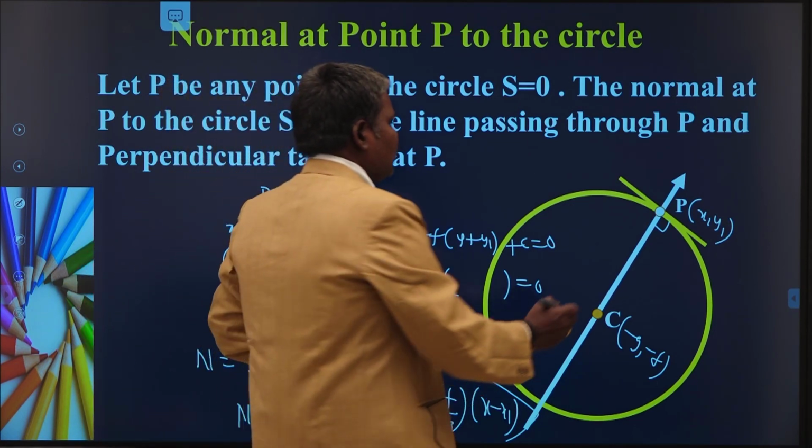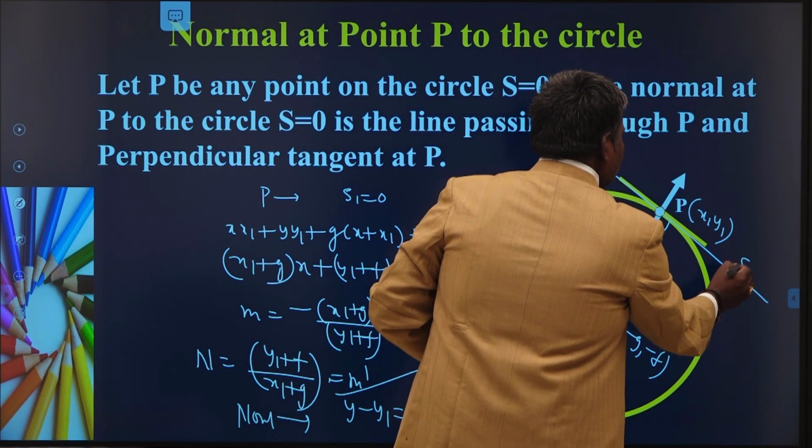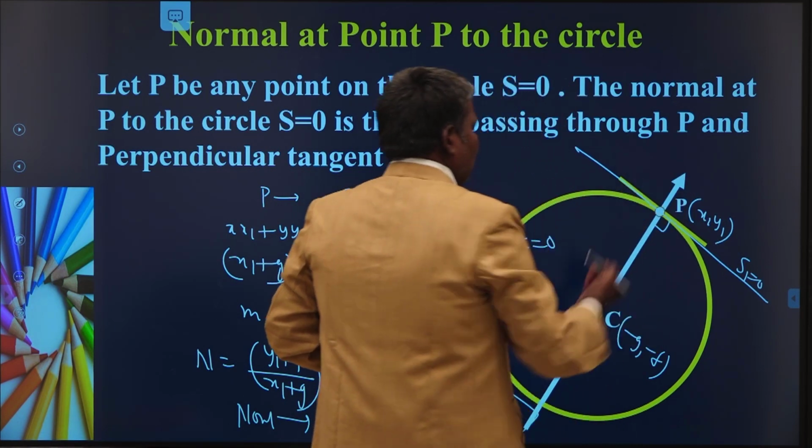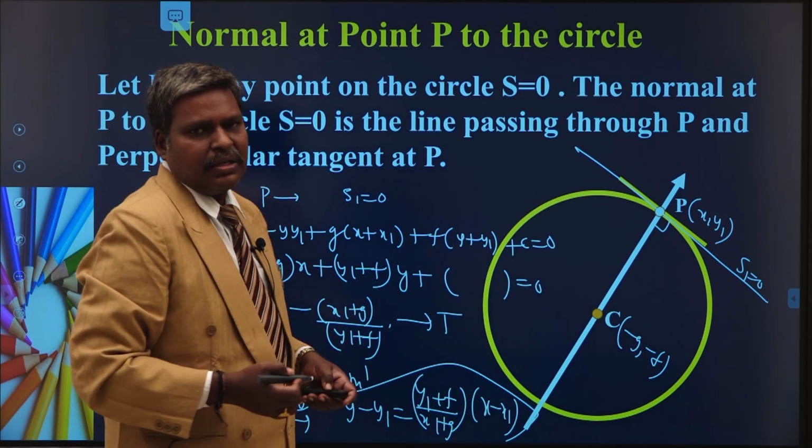If you want to write the equation of tangent at P, we have to write S1 is equal to 0. These two are always perpendicular to each other. Understand?